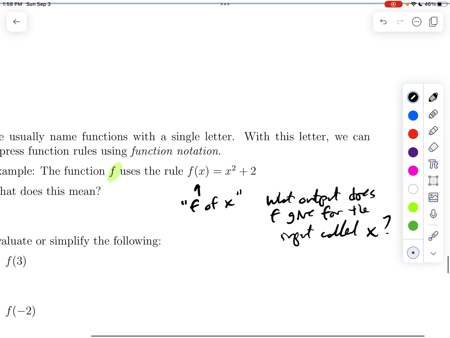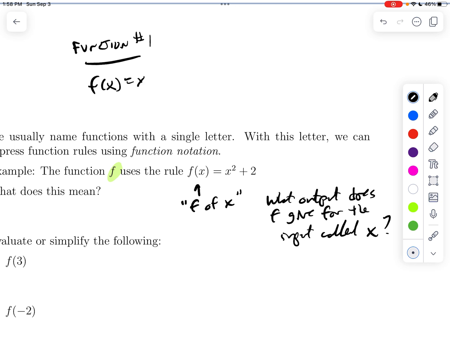But if I can say, oh, I have one function, right? Function number 1 has the rule f of x is x squared plus 2, and function number 2 maybe is g of x equals 5 times x, then I can talk about them at the same time because I'm not calling them both y. One is a function f. I describe its function rule by saying f of x. One is a function g. I describe its rule by calling it g of x.